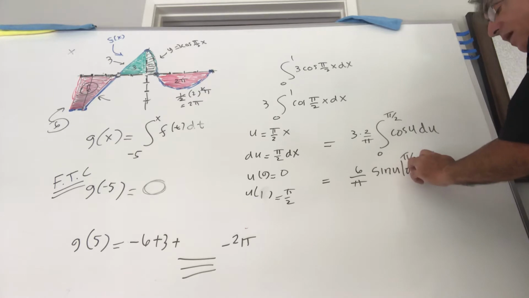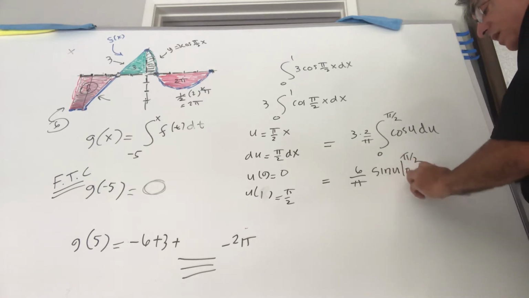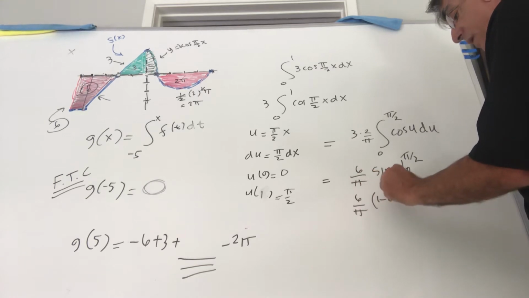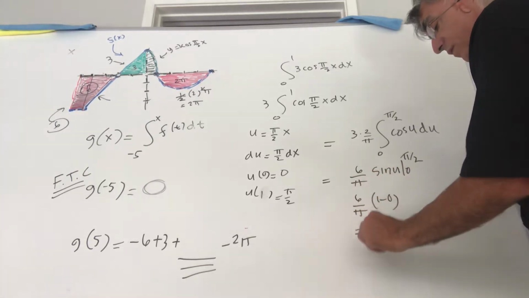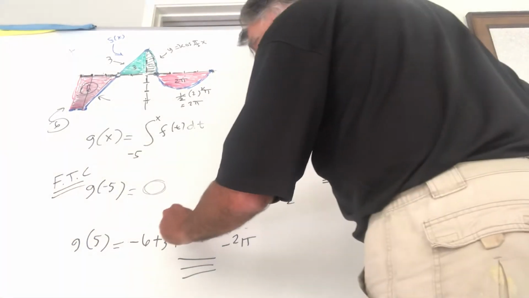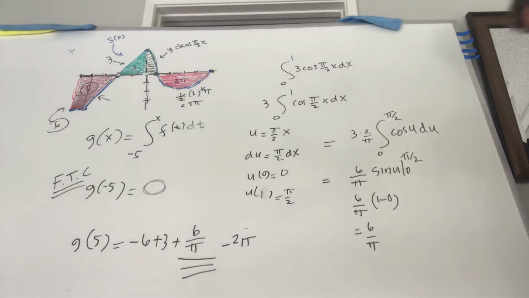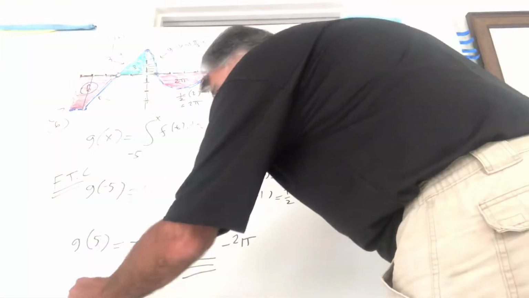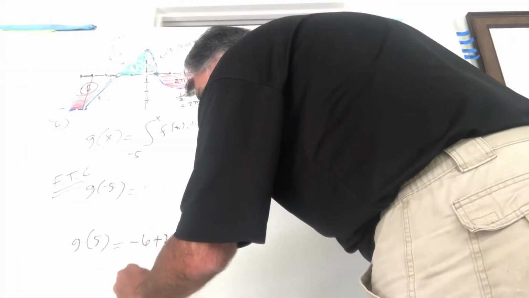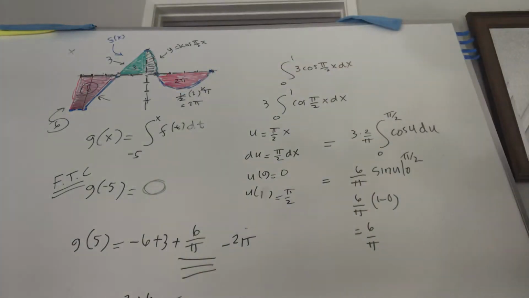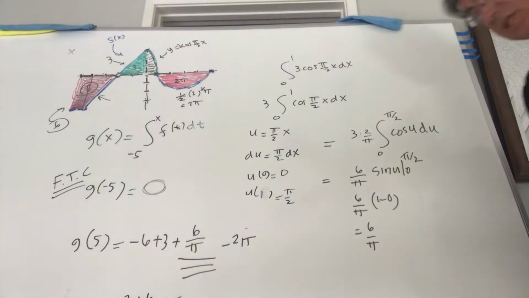The sine of pi over 2 is 1. The sine of 0 is 0. So I get 6 over pi times 1 minus 0, which is just 1, which is just 6 over pi. So 6 over pi. Now, feel free to leave your answer like that. I'm going to put it together here and write negative 3 plus 6 over pi minus 2 pi. Now that's the first part, and that's on the fundamental theorem.